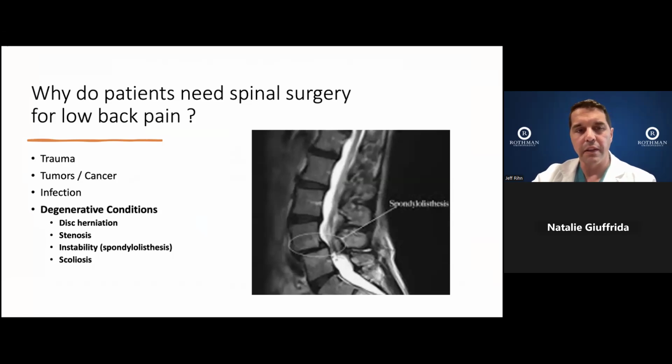In the next part of the webinar, I'm going to talk about patients that need actual surgery and have back pain. So surely for traumas, that bad trauma I showed, or tumors or cancer or infection, those patients all need surgery typically. But those are pretty rare problems. I'm going to focus mostly on degenerative issues, which is the vast majority of patients that I see, and by far the most common reasons we do spine surgery.